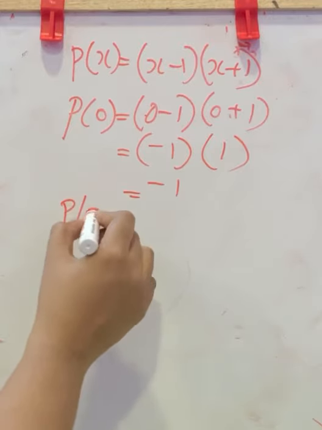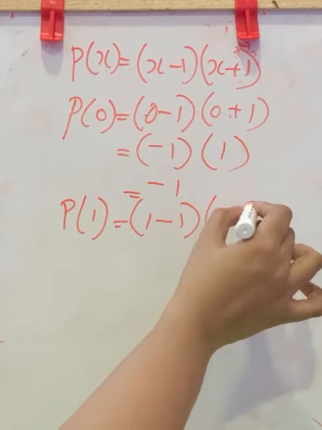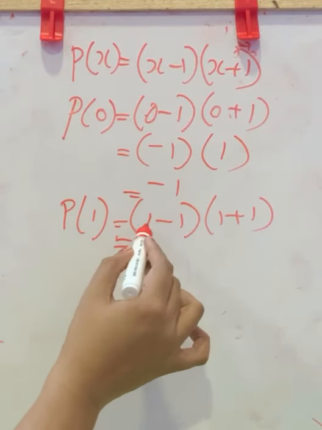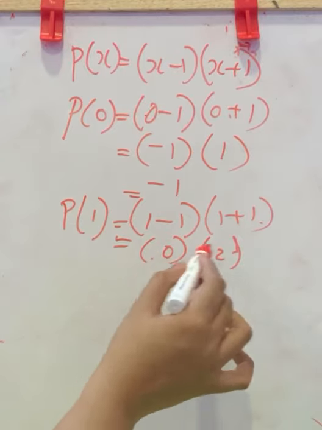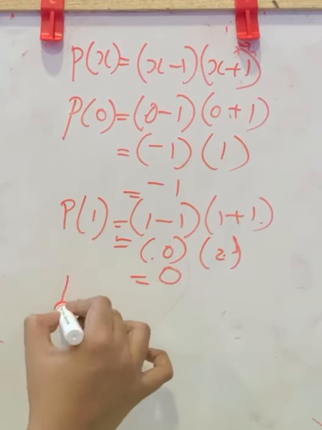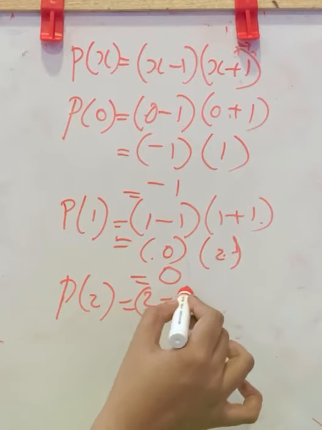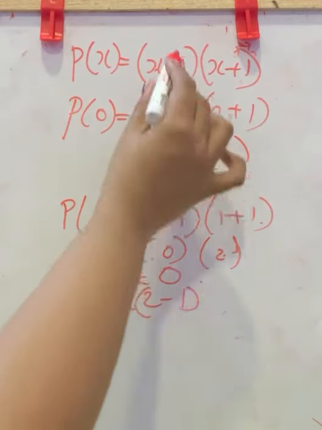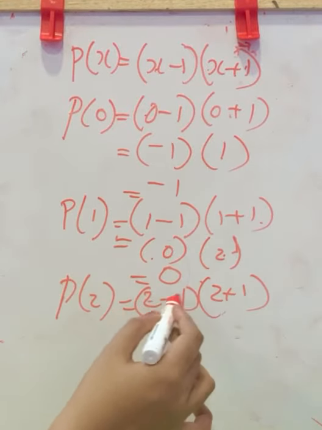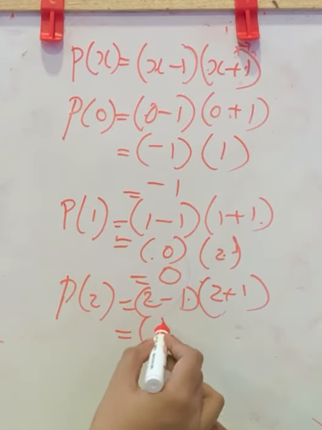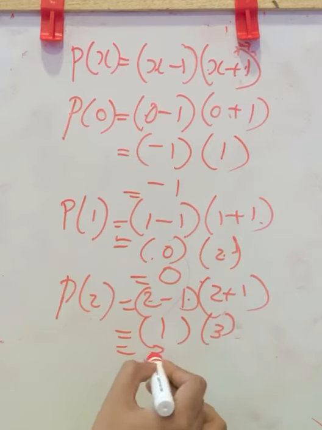Now next is P of 1. Here it becomes 1 minus 1 and 1 plus 1. Inside the bracket 1 minus 1 is 0 and 1 plus 1 is 2. 0 into 2 result is 0. Next is P of 2. 2 minus 1, close the bracket. Next bracket 2 plus 1. Inside the bracket we will get 1, 2 plus 1 is 3. So 1 into 3 is 3.